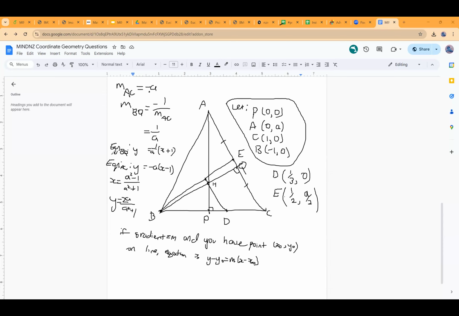So you have the equation BQ here, and you want the intersection with the y-axis to find point H. The intersection with the y-axis is just when x equals 0. So when x equals 0, you have y equals 1 over a. Therefore, H is just the point (0, 1 over a).